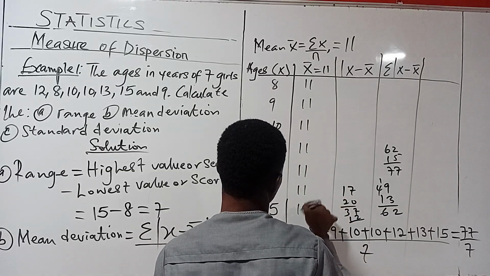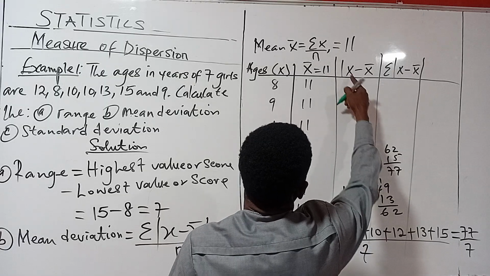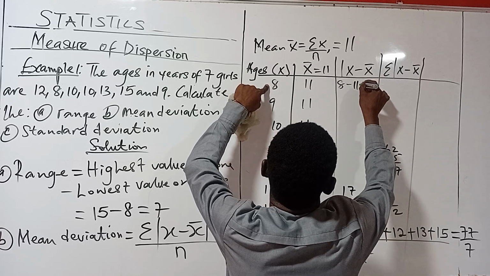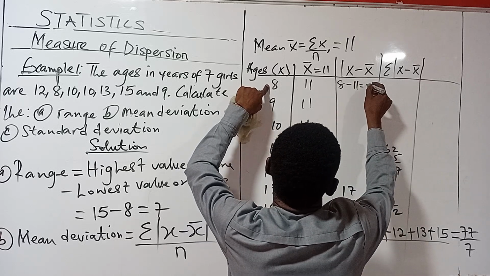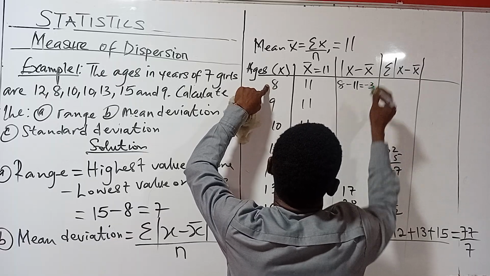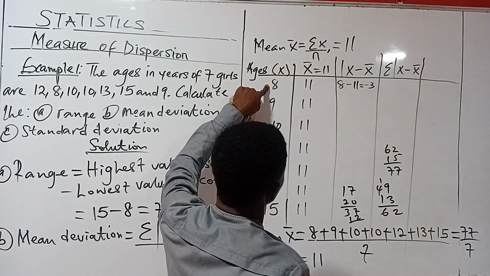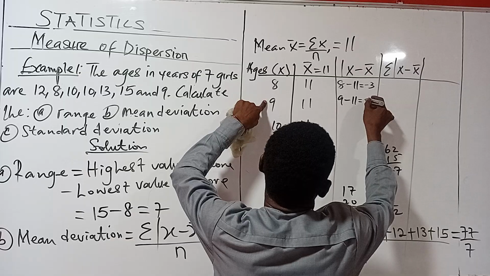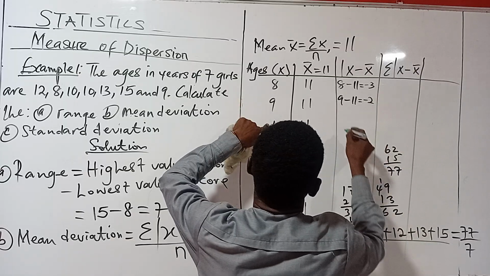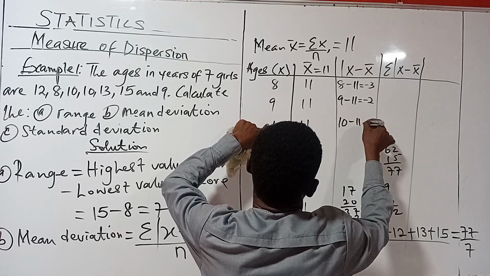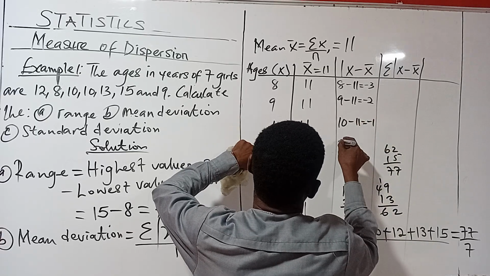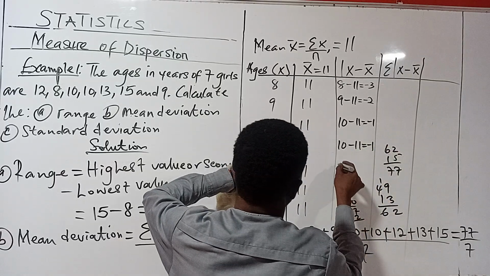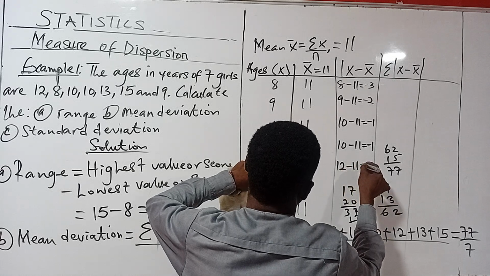So we can just write 11 as the mean for each row. Now let's go to x minus 11. We have 8 minus 11, which is minus 3. 9 minus 11 is minus 2. 10 minus 11 is minus 1. Another 10 minus 11 is minus 1. Then we have 12 minus 11, which is 1.